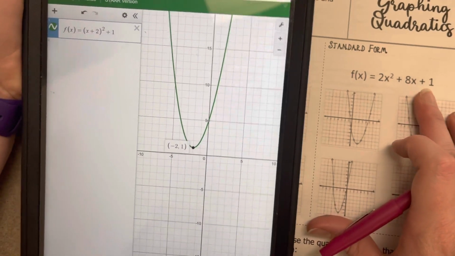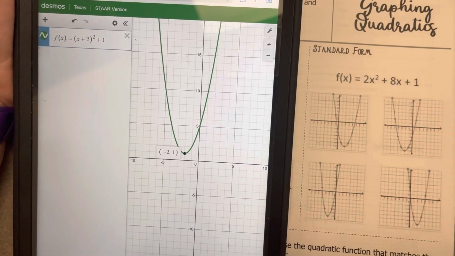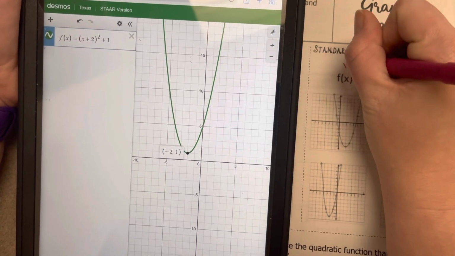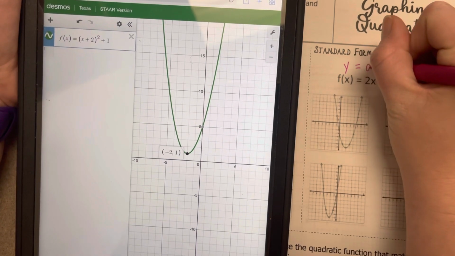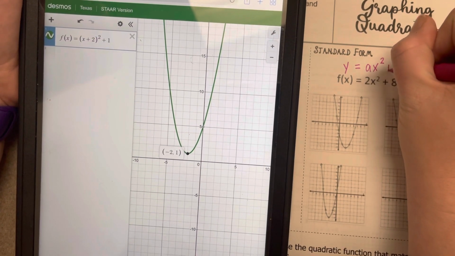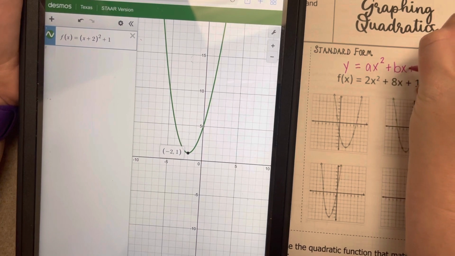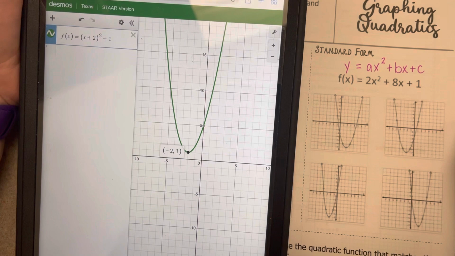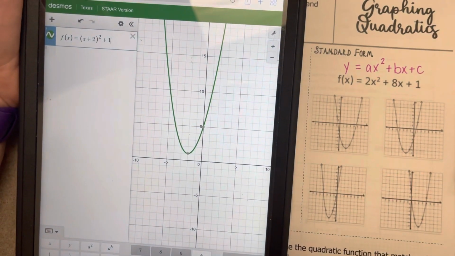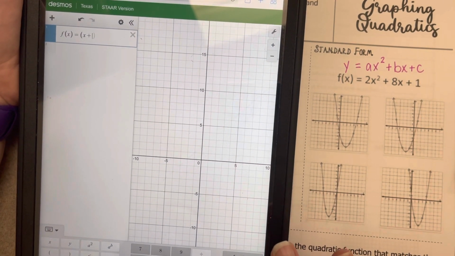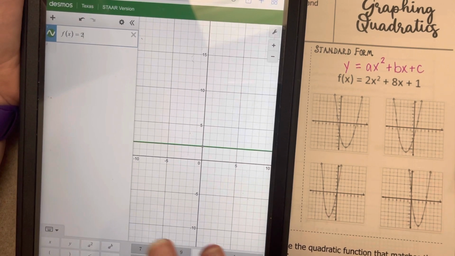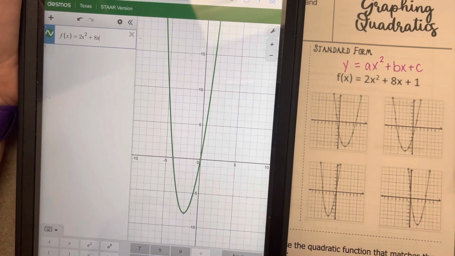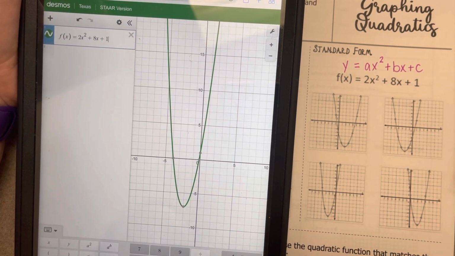Okay, now let's look at standard form. Standard form is the same idea when I graph it. It just looks a little different. This is the one where we're used to seeing y equals ax squared plus bx plus c. So I type in my equation exactly how I see it on my paper. I'm just going to delete what I have and leave the f of x. And I have 2x squared plus 8x plus 1.